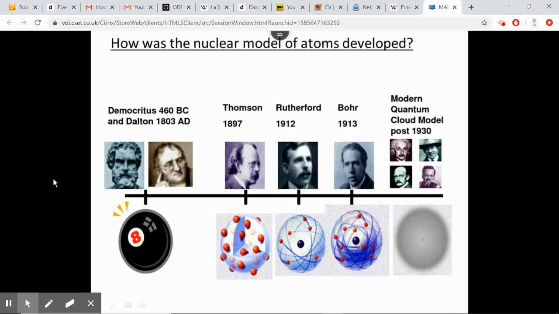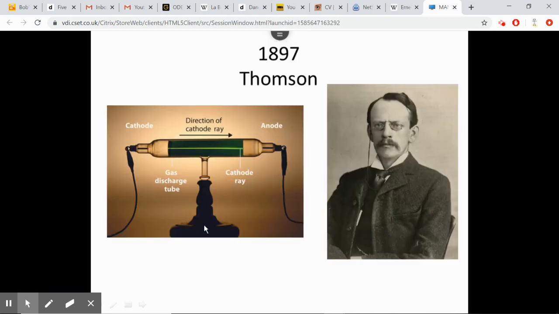John Dalton carried on this idea in 1803, that there were these particles, these balls that make everything up. Through the work of scientists Thomson, Rutherford, Bohr, and more after that, you saw the atomic model change throughout history, and this is what we're going to be looking at today.